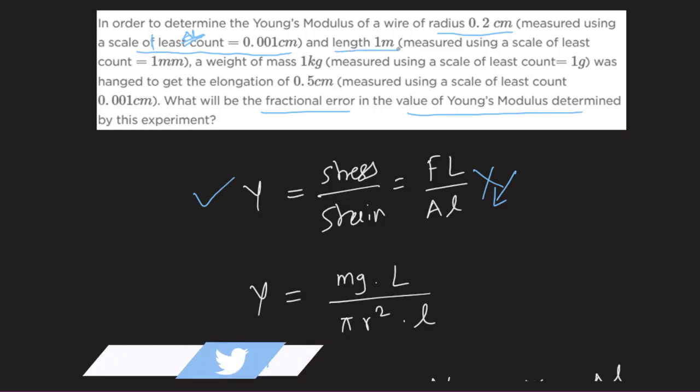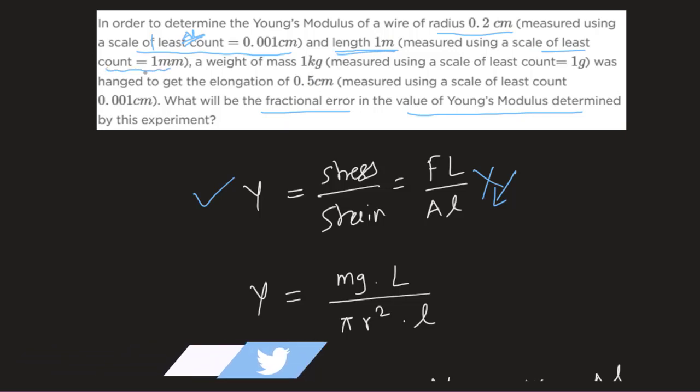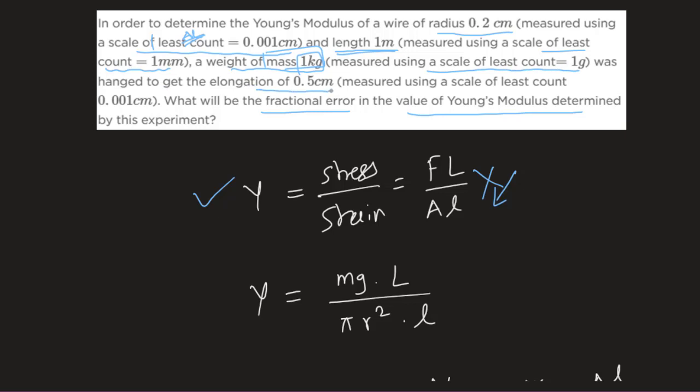Then they have given the length of that wire as well, 1 meter, and also the least count for the instrument or the scale. Then weight is also given 1 kg. Sorry, the mass has been given 1 kg, and the least count is 1 gram. Then it is hanged to get the elongation of 0.5 centimeter, and the scale of least count is also given for that one. So basically we have to calculate the fractional error in the Young's modulus.